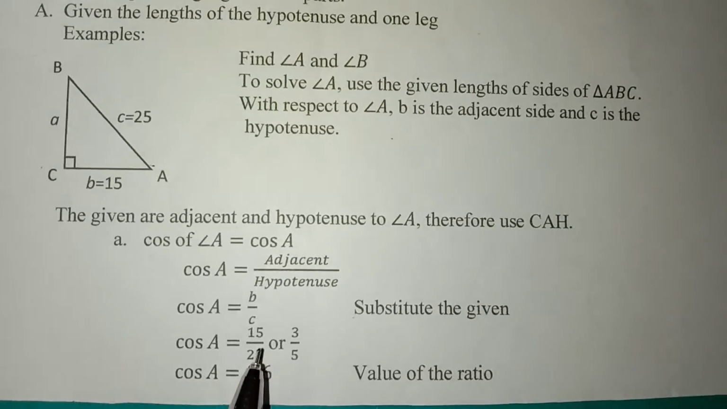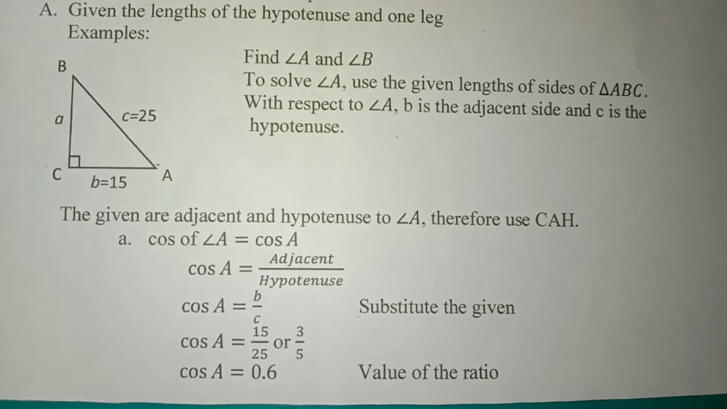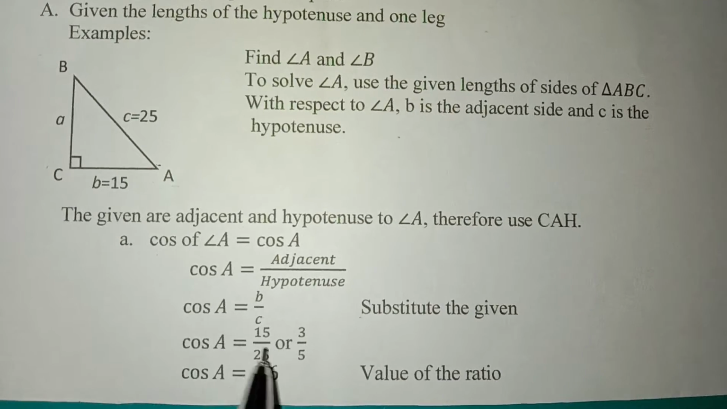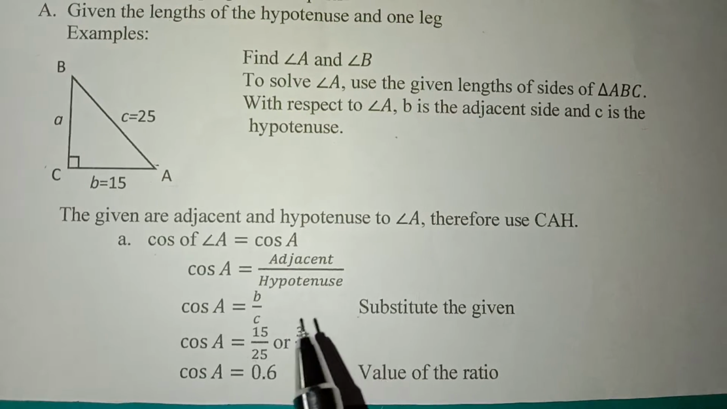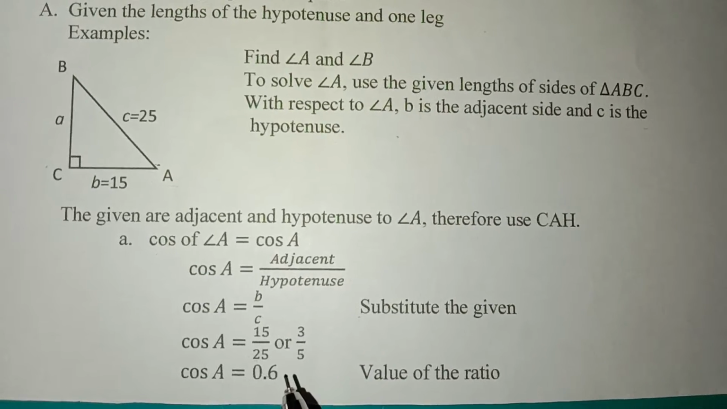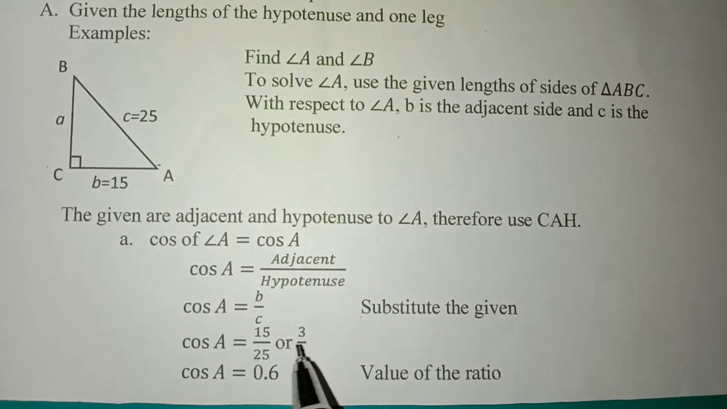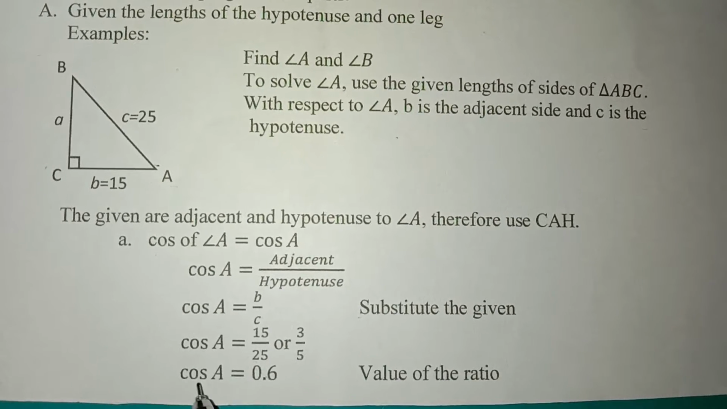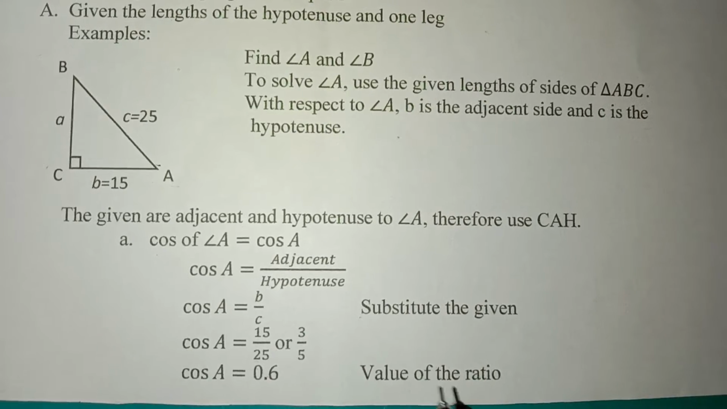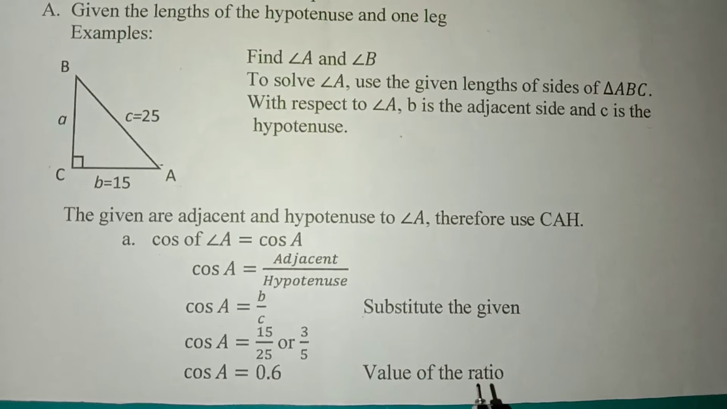Cosine of A equals adjacent 15 over hypotenuse 25. If you simplify it to lowest terms, that is 3/5. Then convert this from fraction to decimal: cosine of A equals 0.6. That is the value of the ratio.